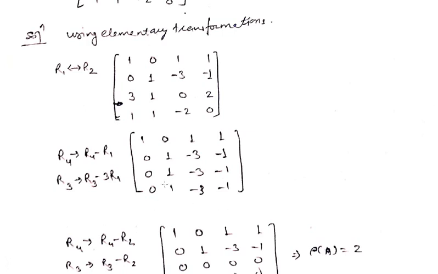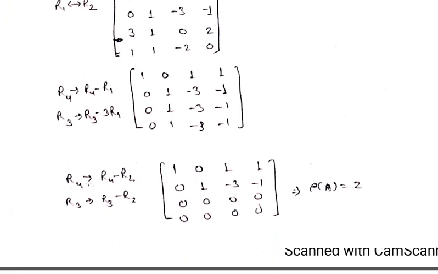Now we will convert this element into 0, keeping in mind that these converted 0s must remain as they are. To convert this element into 0, we can use the third row, or we can use the second row. After converting this 1 into 0, we will convert this 1 into 0. With the help of the second row, at the same time we can convert both elements into 0. So we use the elementary transformation R4 replaced with R4 minus R2, and R3 replaced with R3 minus R2. So the third and fourth rows become completely 0, and the first row is 1 0 1 1, the second row is 0 1 minus 3 minus 1.